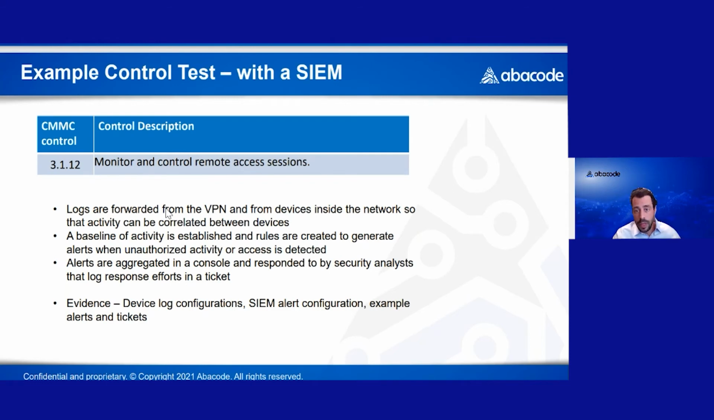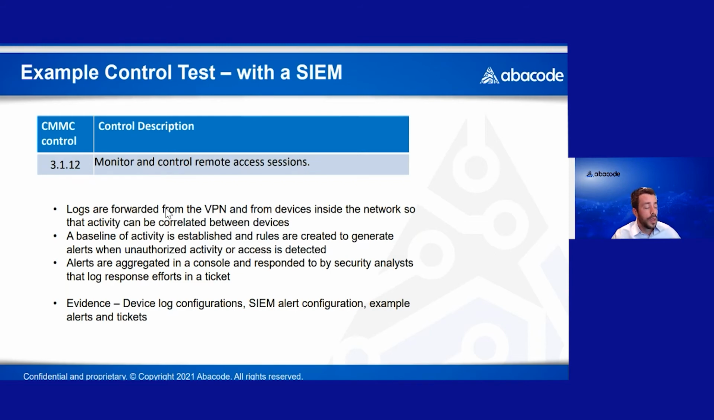And then the SOC personnel begin to generate rules to alert for unauthorized activity. Then alerts are aggregated in a console and responded to by security analysts. So you have the logs being generated, and you can go directly to your SIEM console. You can show the workflow of those tickets. You show that they are all aggregated in one place, that there are personnel accessing them and actively responding to them, and you can see them all the way through to resolution, all in the console.